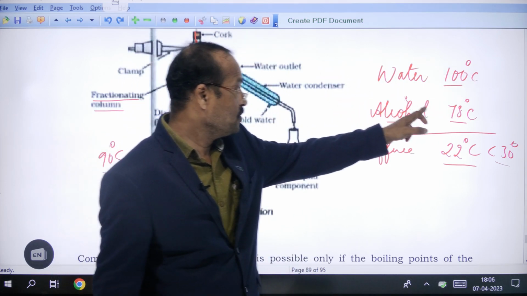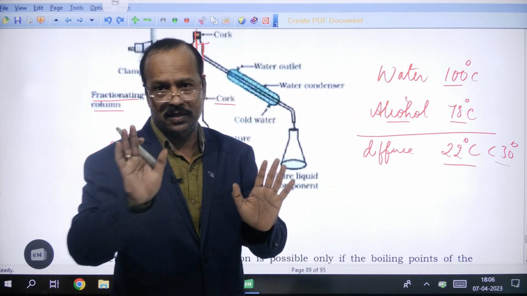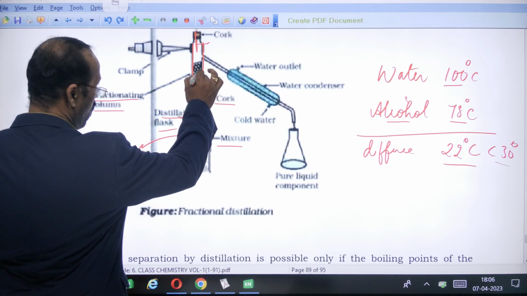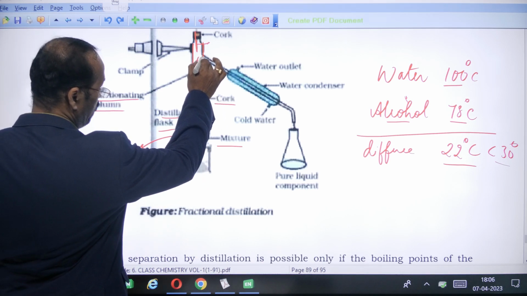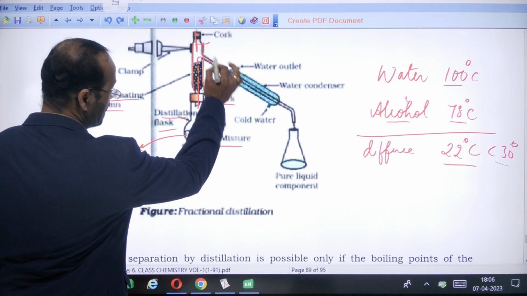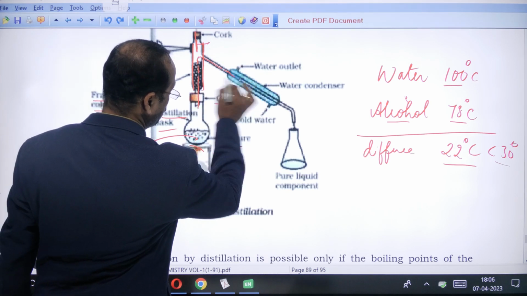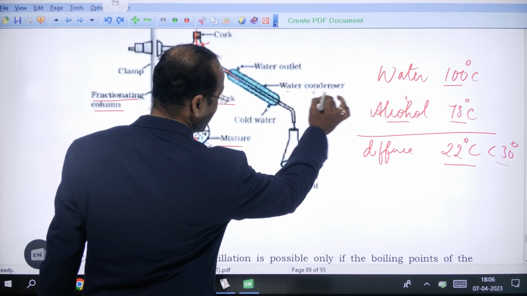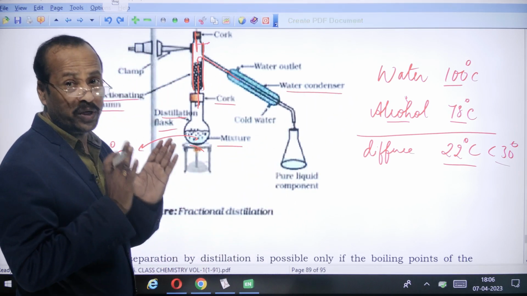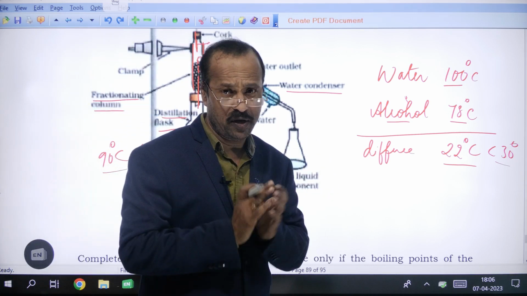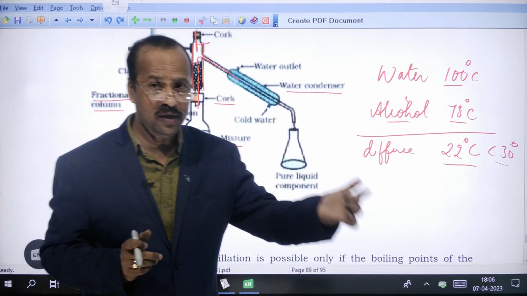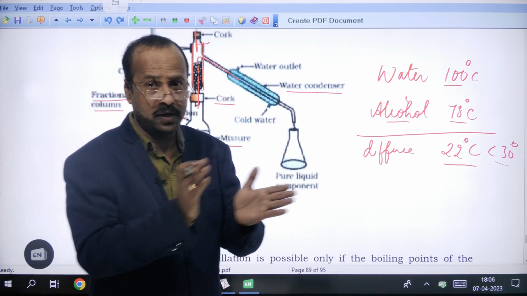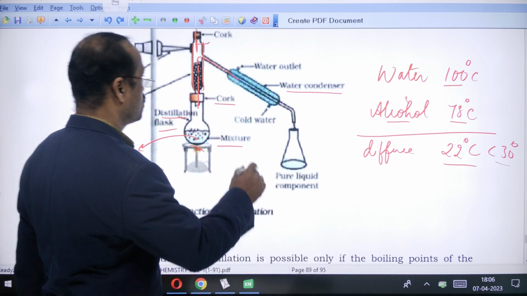Now what happens? This alcohol evaporates. This evaporated alcohol goes through the fractionating column, and it goes through this delivery tube. Now, this delivery tube is connected to what? The water condenser. Condenser means water which cools the vapor and converts the vapor into liquid. Condensation means the process of converting vapor into liquid.